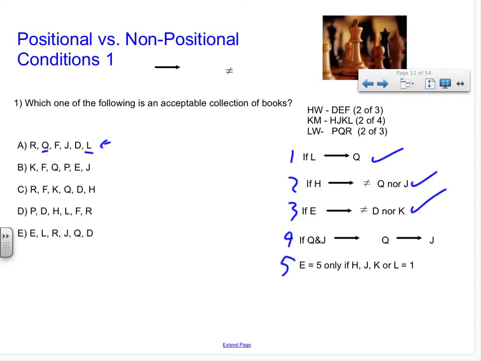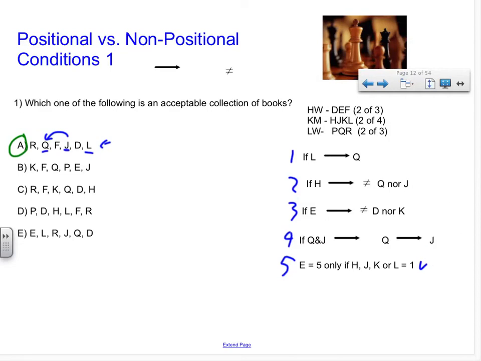4, if Q and J, then Q must come before J. I see Q and J, and Q is coming before J, so we're good with condition 4. And E can be 5 only if H, J, K, or L is 1. I don't see an E in letter A, so we're good with that condition. Therefore, we can conclude that A is the correct response. But just for argument's sake, let's take a look at the other conditions to see if any others are broken with the letters.